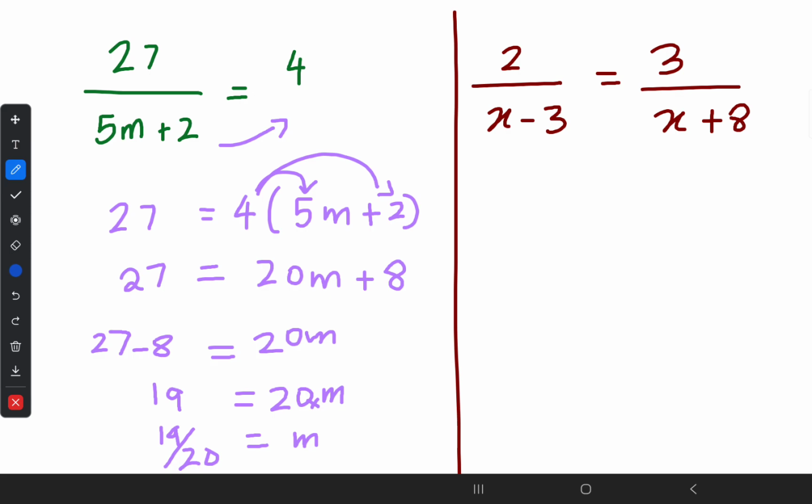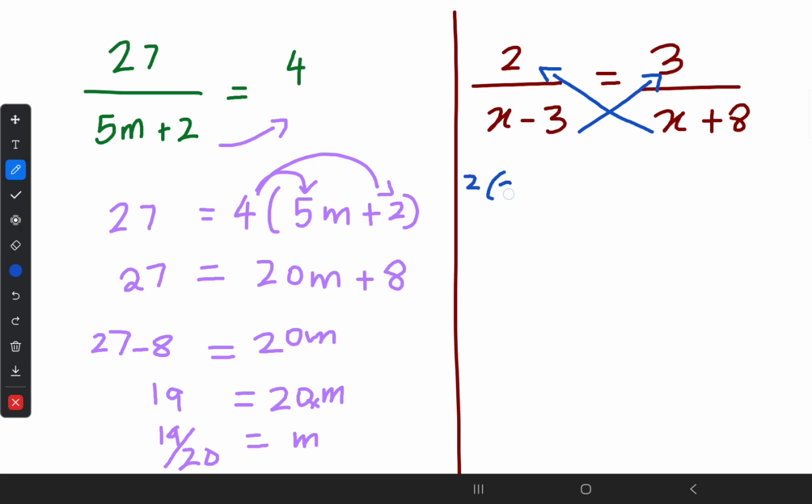It's called cross multiplication. You have two fractions, one on each side, and in between you have only an equals sign. In those cases you can do the cross multiplication. Be familiar with the term cross multiplication.